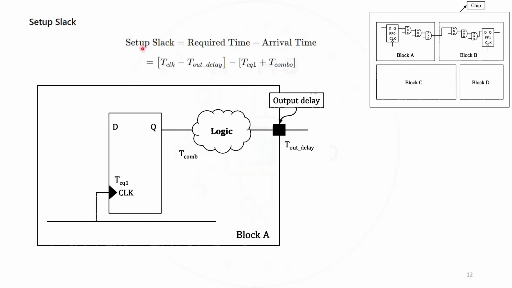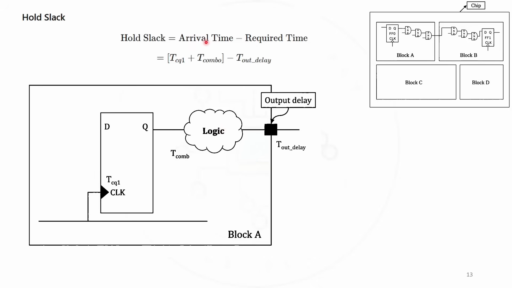For setup, we already know it is required time minus arrival time. Required time will be total time period minus T output delay. The output delay means that after this point, it will take some amount of delay to reach some other logic present in the outside world. That is mentioned by using set output delay. So we got the required time. Now arrival time is T clock to Q delay plus T combo. Simply, arrival time is T clock to Q, which we get from the .lib, plus the combinational delay.